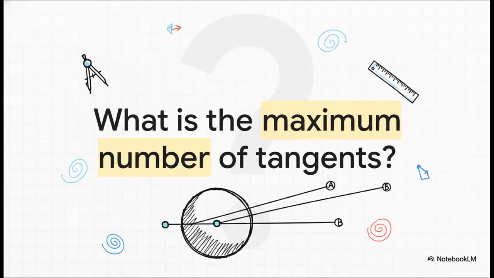To wrap up our masterclass, I want to leave you with a thought-provoking question drawn directly from your problem set. Think critically about the geometry we just explored together. What is the absolute maximum number of tangents that can be drawn to a circle from a single point located outside it? If you recall those intersections A and B we just found, the answer is right in front of you. Keep practicing these constructions, and you will master them in no time.